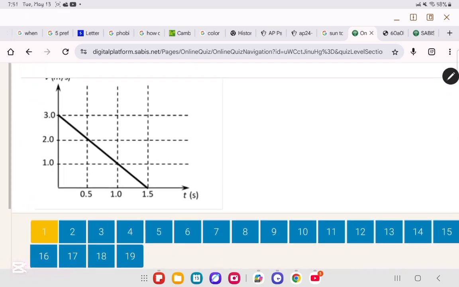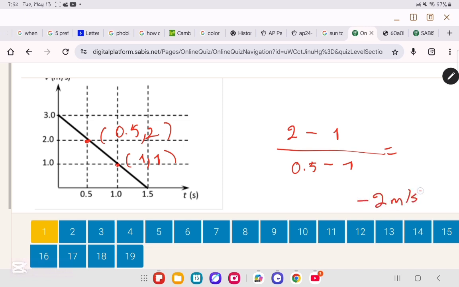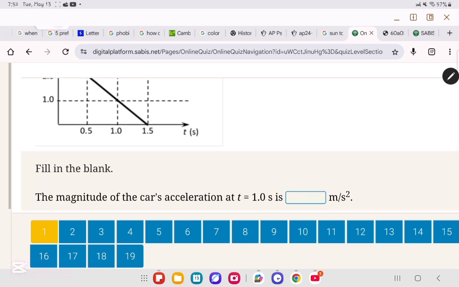So just choose any 2 points. For example, this point over here and this point over here. This is 0.5, 2 and 1, 1. So to find the slope, you're going to do y minus y over x minus x. So 2 minus 1 over 0.5 minus 1. You will put it on your calculator and you're going to get minus 2 meters per second squared. But you have to put it in what? Absolute value. So to put it in absolute value, you are going to get 2 meters per second squared.